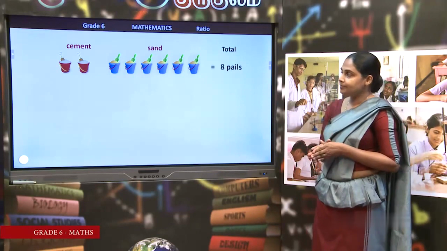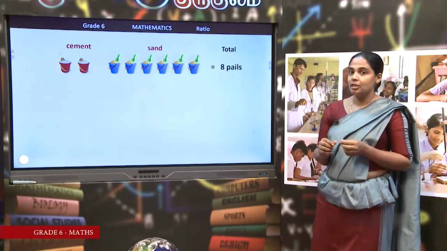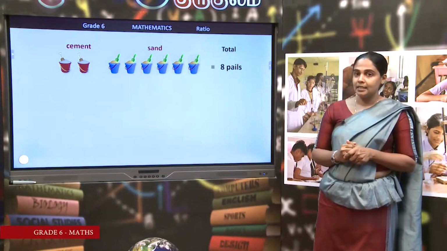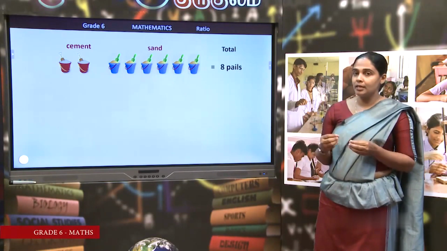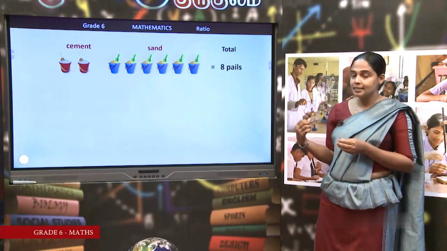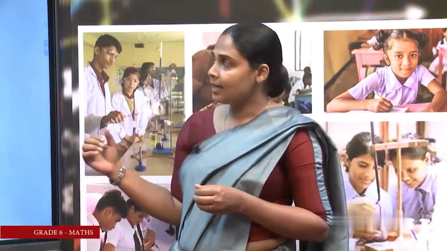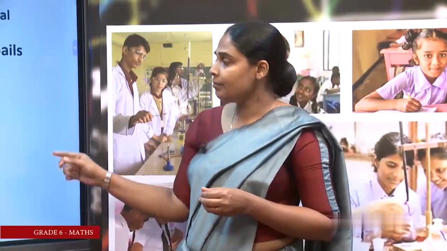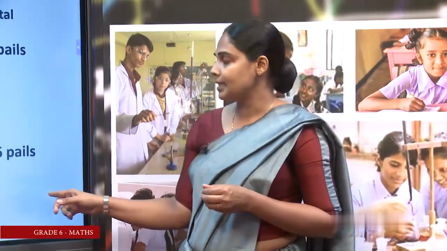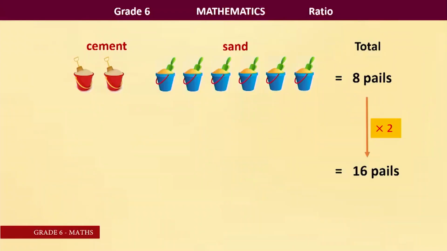This is the initial situation. We mixed 2 cement pails and 6 sand pails. Then count what is the total number of pails here. 2 and 6. Total is 8. Now in this question they are asking for a total number of pails of 16. What happened? It is doubled. 8 is doubled. It is 16.